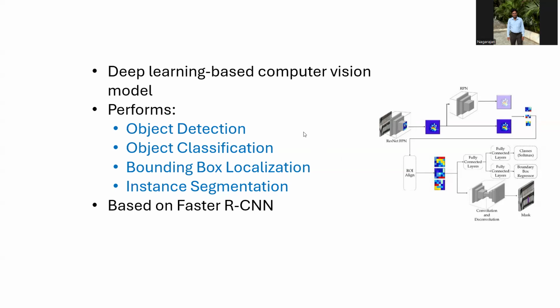For example, if you train on an animal data set, we can easily identify the cat, and after identifying the cat, it can determine what kind of cat it is. Then bounding box localization: it can localize the object exactly with the help of the bounding box. And instance segmentation improves the accuracy also. Moreover, it is based on Faster RCNN.